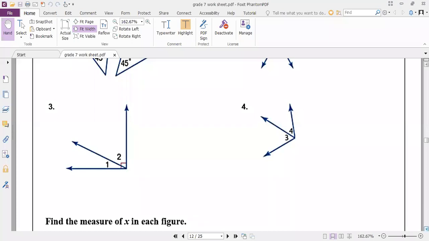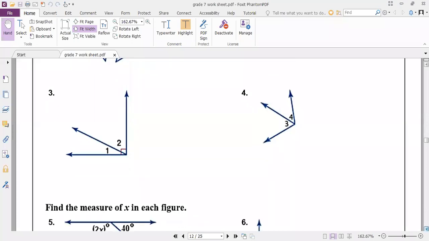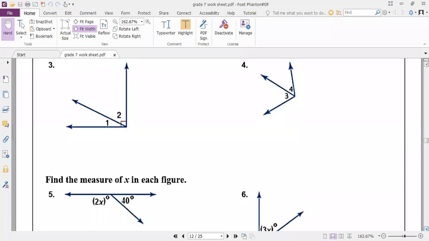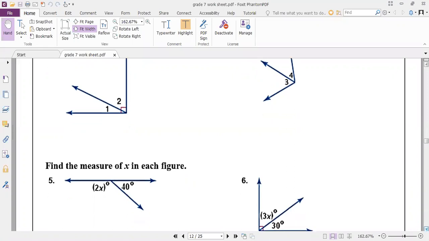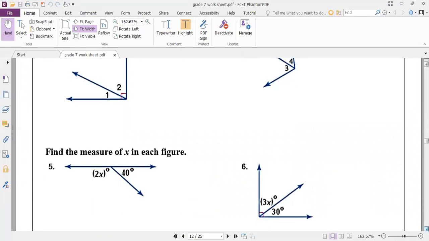Why not complementary? Because the sum of them is not equal to 90. And why do I call them not supplementary? Because the sum of them is not 180. You can see angles 3 and 4 are adjacent angles. Both are adjacent, but they are not supplementary and not complementary.